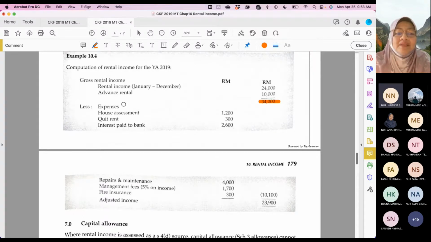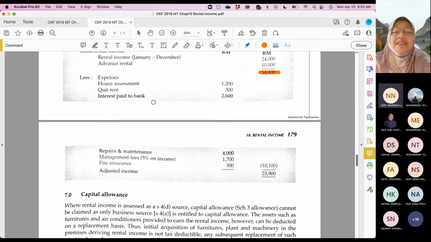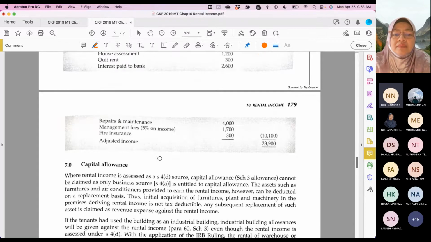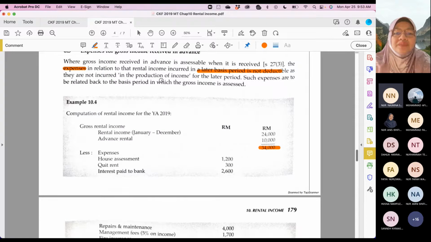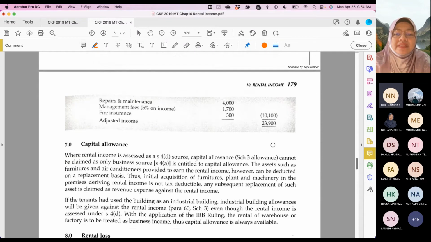But expenses here, you have house assessment, quit rent. Quit rent, that is cukai pintu. Interest paid to bank, repair and maintenance, and then you have management fees, repair and maintenance, adjusted income. They don't show you the expenditure, which is for the later one. All these expenditures are deductible. So we have an adjusted income of this.